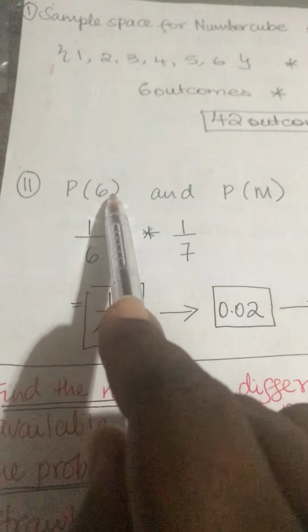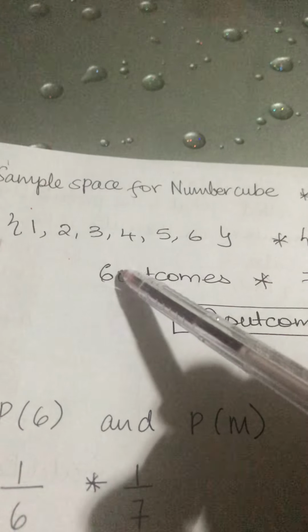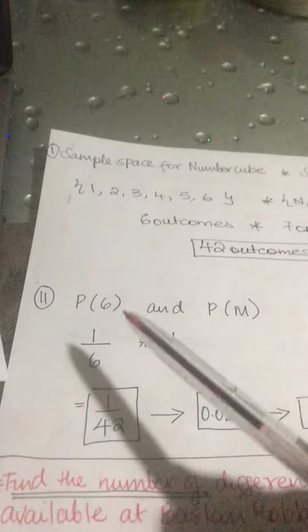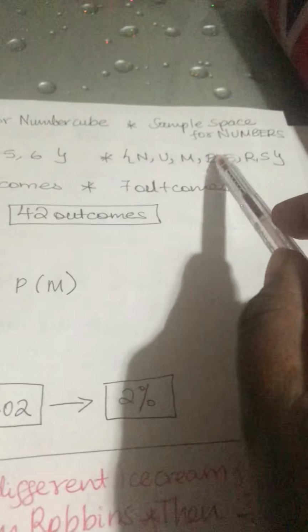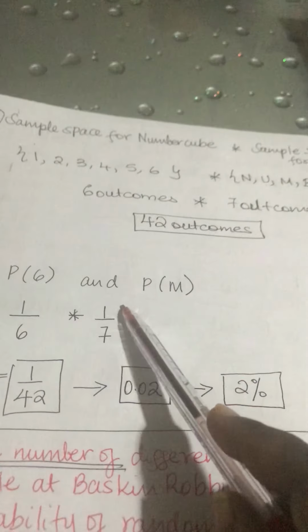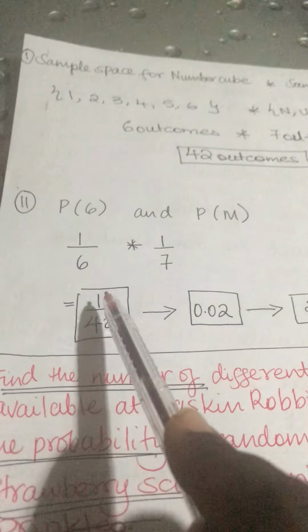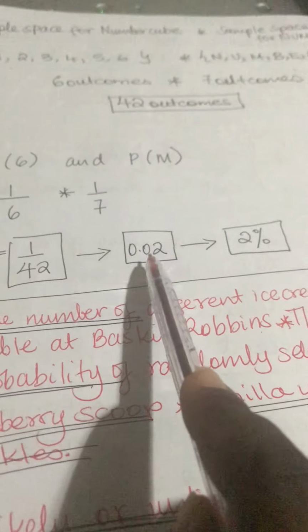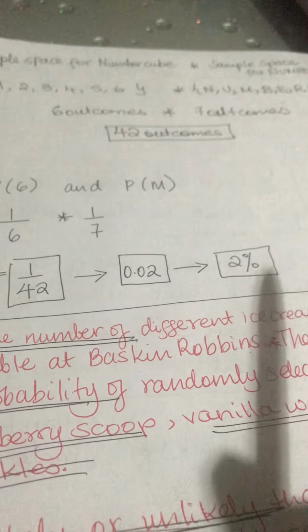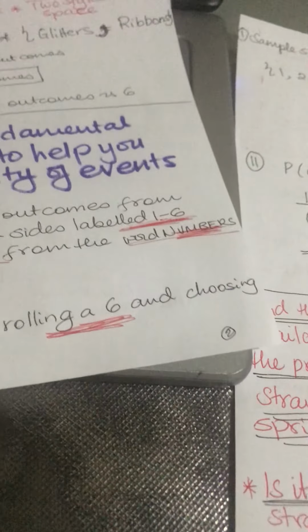So I said probability of getting a 6 and probability of getting M. How many 6s are here? 1. 1 out of how many? 1 out of 6 outcomes. How many outcomes are here? 7. How many are M? Only 1. So 1 out of 7. I multiplied. 1 times 1 is 1. 6 times 7 is 42. I changed my answer to decimal and percent. And there, I have answered the 2 parts of this question. Now let us continue.